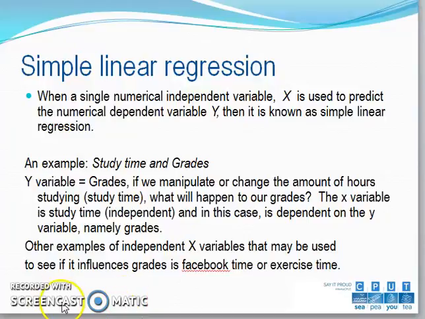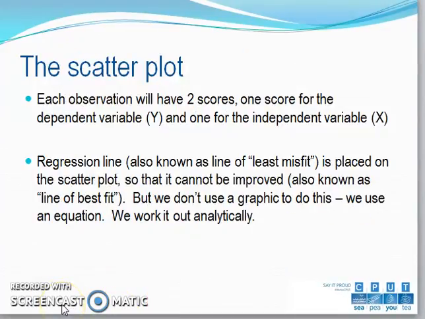So I start by drawing a scatter plot. I don't know if you have done this before, but a scatter plot is where each observation is assigned two scores on a graph. Yes, we have done this. We did this in descriptive stats. And so one score for the independent variable is given on the x-axis and one score is given on the y-axis.